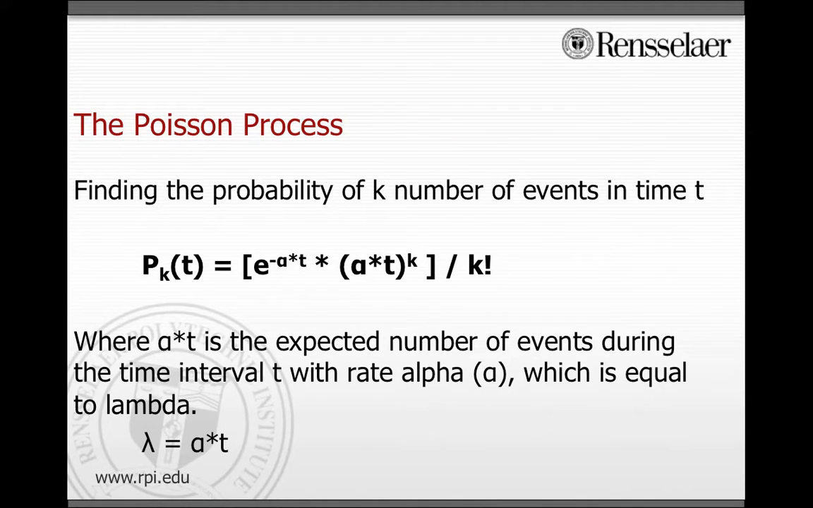If a question asks about a Poisson process event, or to find the probability of a certain number of events during a time interval, you will need to use this formula shown in bold, where p sub k of t is equal to the probability that k events occur in time t, where alpha multiplied by t is the expected number of events during the time interval t, and this alpha multiplied by t quantity is equal to the rate lambda from the Poisson probability distribution.